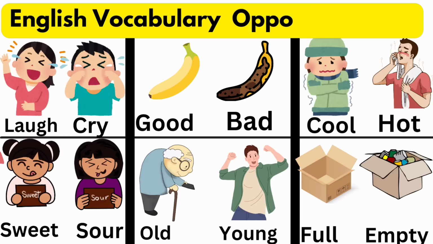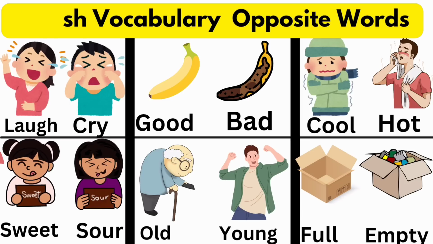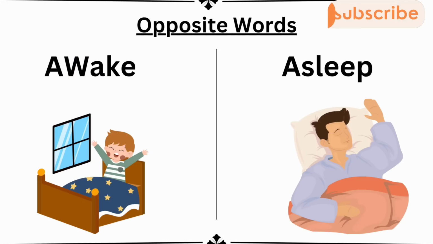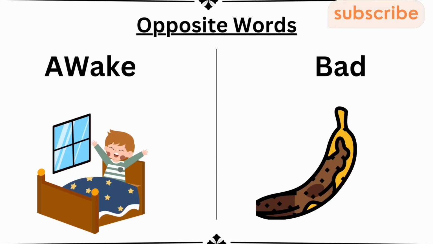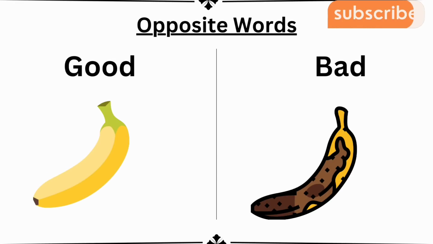Today we learn the opposite phrasal verbs Pictionary. Awake. He is awake. Asleep. He is asleep. Good. This is a good banana. Bad. This is a bad banana.